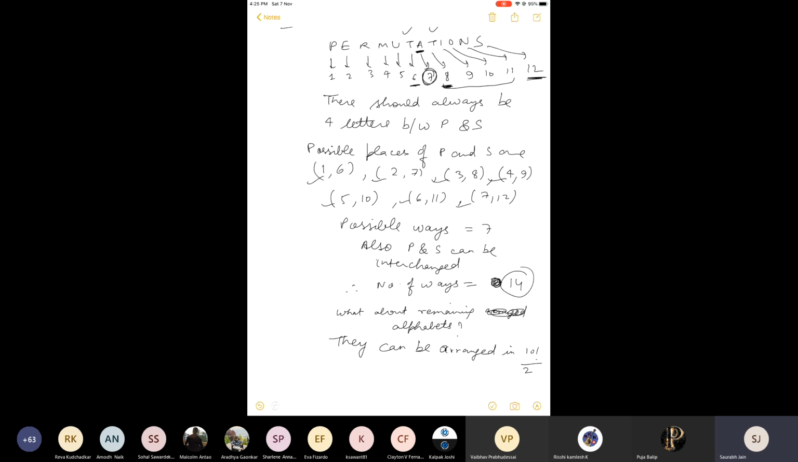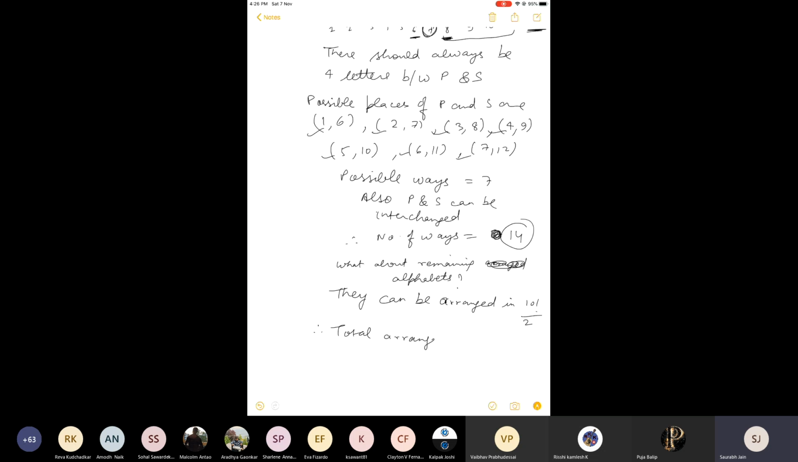Total arrangements will come when you arrange P and S as well as the remaining 10 alphabets. So the answer will be 14 into 10 factorial by 2, and this will be some big number, 7 into 10 factorial. Even if you want, you can leave it here, or you can match it with the given answer later on. So it will be 7 into 10 factorial.